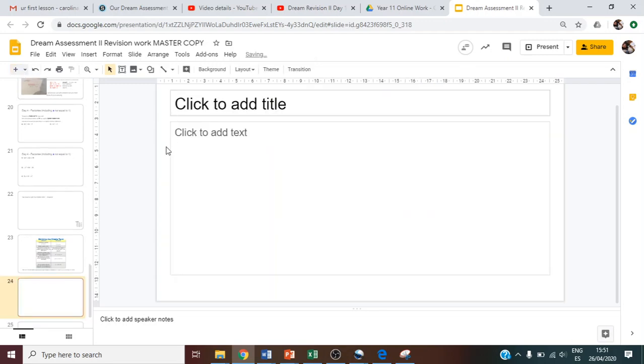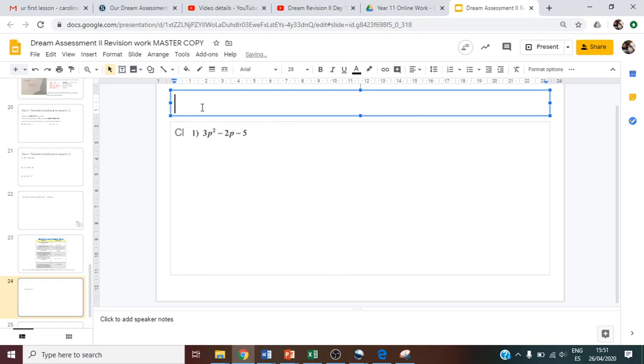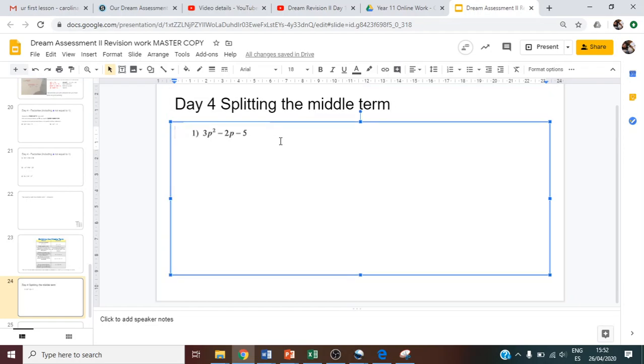It's a blank slide. Here I'll put my question. It came out very small, so I'll make it bigger so I can read it. And I'm going to write here day 4, splitting the middle term. That way I can see which question you're working on and if you're having any problems. Now down here I can go ahead and start working this out, so I can say a times c equals, and I can show my working. 3 times 5, 3 times minus 5, sorry.